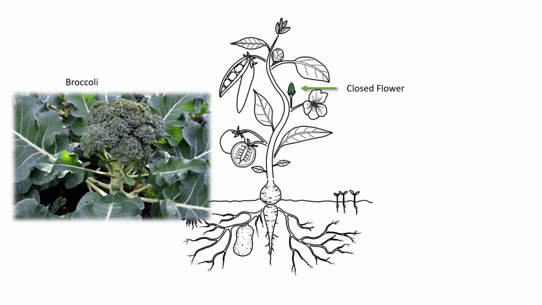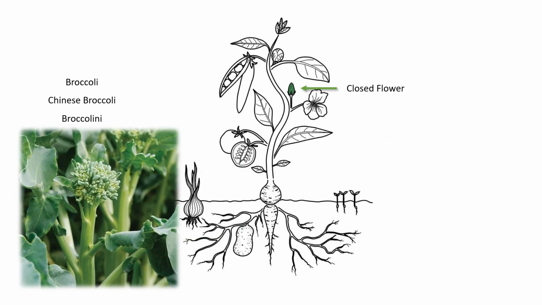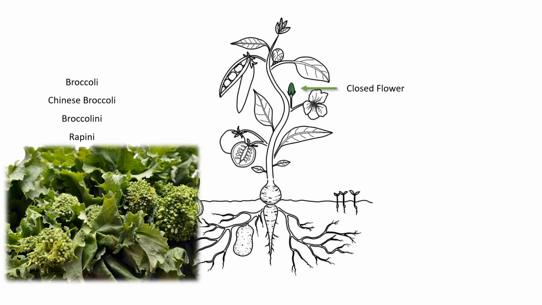And then there are variations or versions of broccoli, Chinese broccoli. You can see some of the closed flowers have actually opened on the Chinese broccoli. And then a hybrid that's a blend or a combination of broccoli and Chinese broccoli, broccolini. You can see a really good example of the closed flower bud or buds at the top of the stem there. And rapini, which looks a lot like broccolini, but it's actually quite different. It's very peppery, and you can see the flower buds on the rapini.